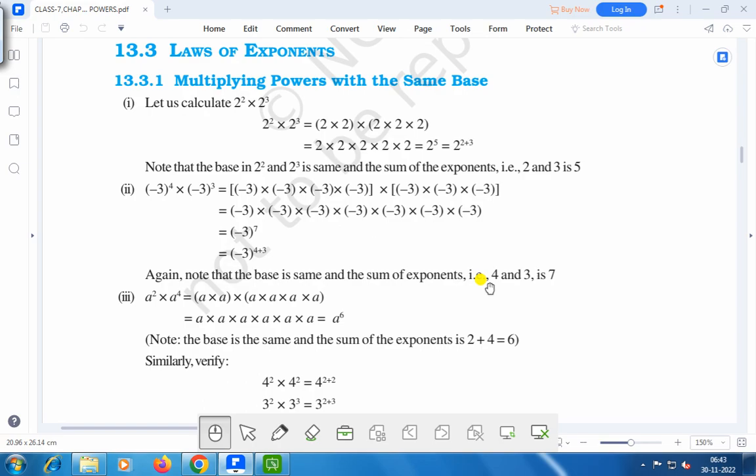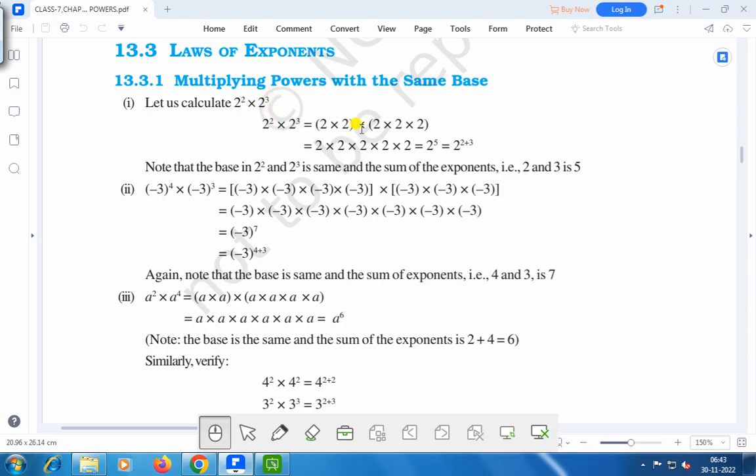Hello everyone. Today I shall discuss the laws of exponents. Multiplying powers with the same base. Let us calculate 2 to the power 2 into 2 to the power 3.